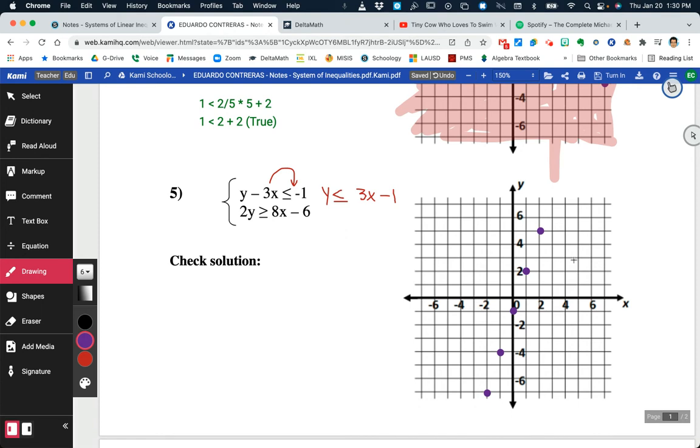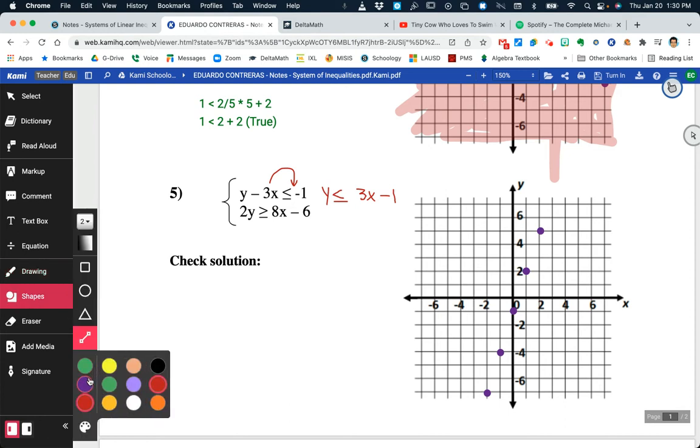Okay, I just made several points. And this is going to be less than or equal to, so my line should be solid. Let's make a solid line there. We got the line tool, purple. I'm going to make a line through all of those points. Okay, there's my line.